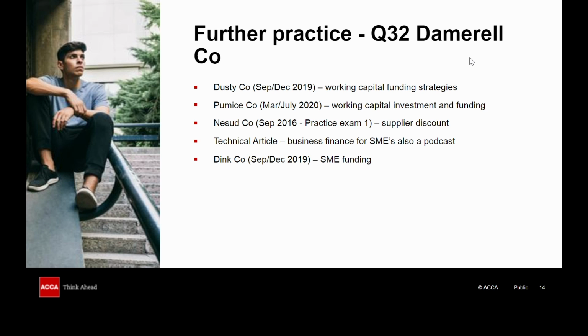The technical article Business Finance for SMEs is also a podcast, and so that's really worth reading and understanding the risks, the issues that SMEs have. They have a funding gap and they have a maturity gap, and that's explained really clearly in that technical article. It also goes through all the different types of financing available for SMEs, which is exactly what could be tested. And it was tested in Dink Company in September-December 2019. So you need to be able to describe some of the different types of funding that an SME can get.